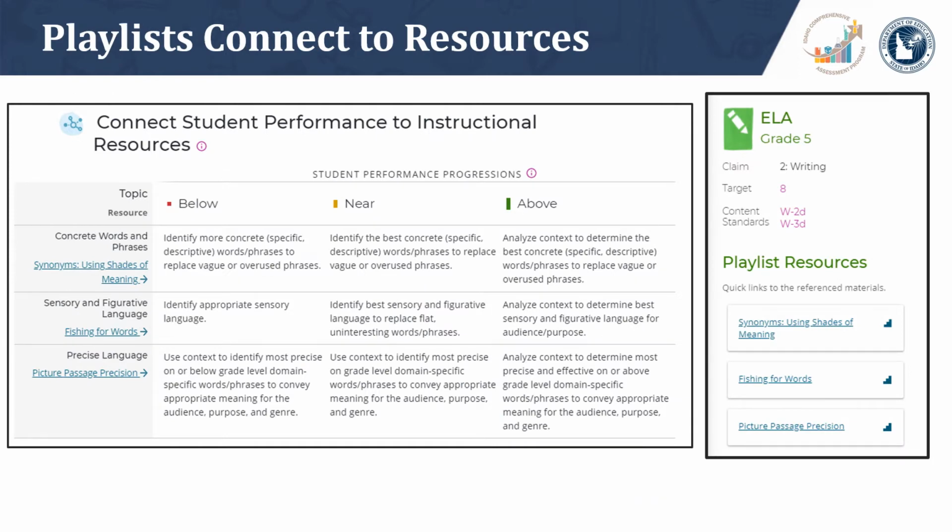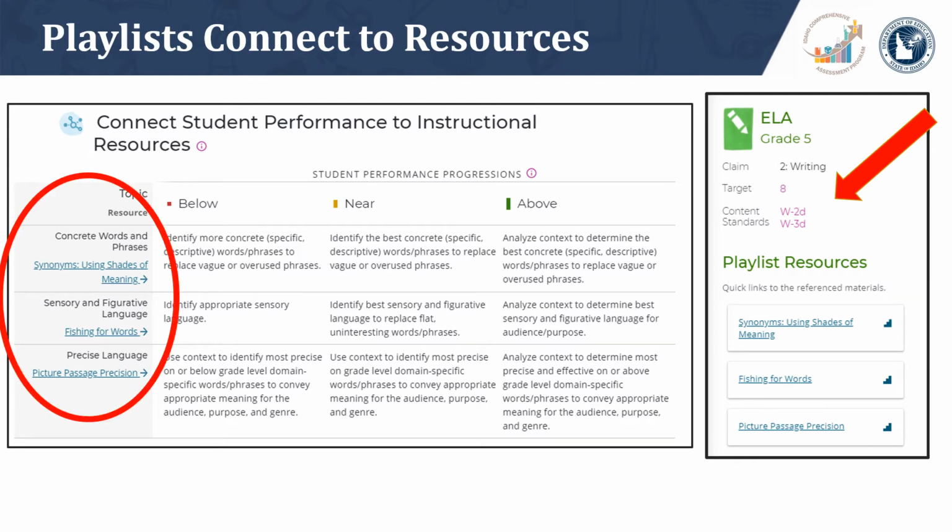This example shows an Interim Connections playlist for 5th grade ELA Claim 2, Writing Target 8. This claim and target align to Writing Standards 2 and 3. Notice the topic column of the progressions chart. Writing Standard 2D reads, use precise language and domain-specific vocabulary to inform about or explain the topic. This standard, along with the progressions, appear in the last row on the Performance Progressions chart.